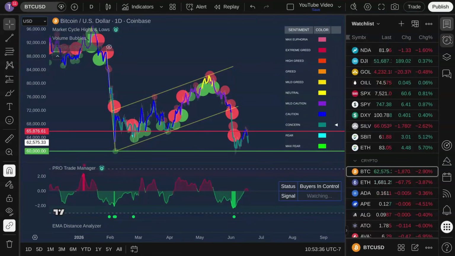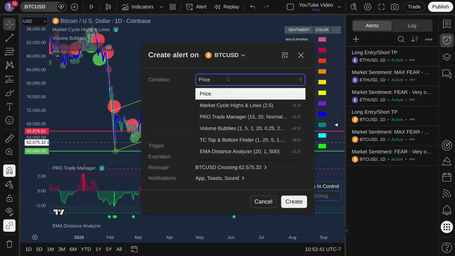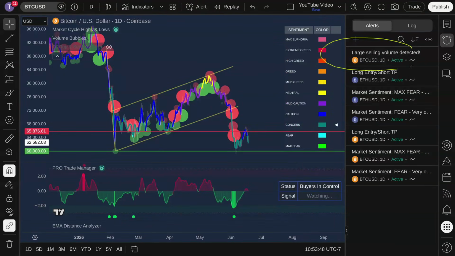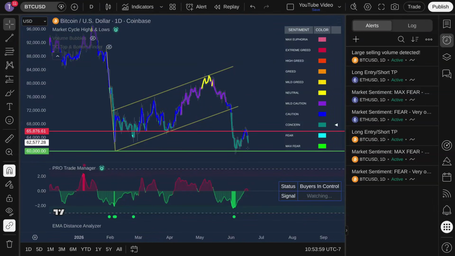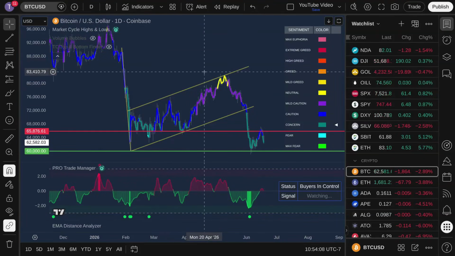With that in mind, we're actually going to set some alerts. I want to make sure you don't miss this if it happens. Switch this to the volume bubbles, looking for a large sell volume. Once per bar close, click create. This is going to let you know every time a red bubble appears on your chart. And when it does, you need to be ready for further drops, especially at the $60,000 level. From there, if that happens and we crash below $60,000, this is likely to get very close, if not actually hit, the full-on market cycle bottom.